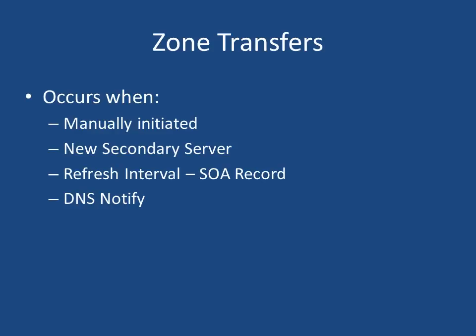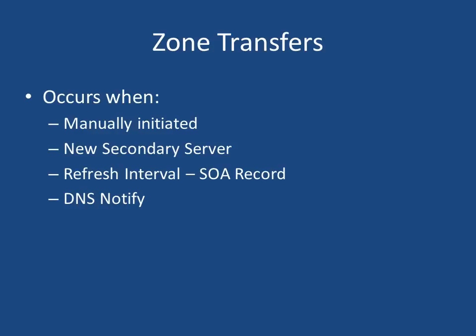So we'll have a quick look at zone transfers now. We'll have a further look at zone transfers in subsequent slides, but for the time being, all you need to know is the zone transfer is always started by the secondary server. It occurs in those four ways there. It can be manually initiated. When a new secondary server is created, then it automatically does a zone transfer.